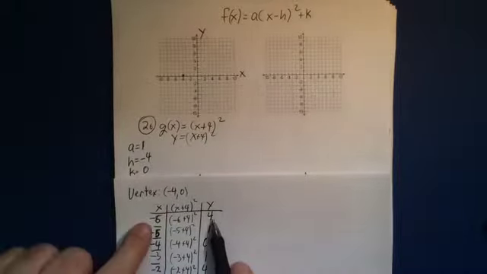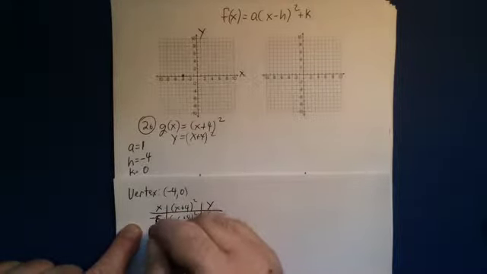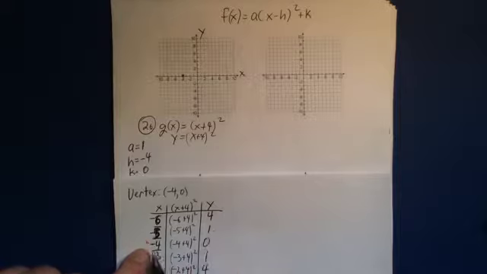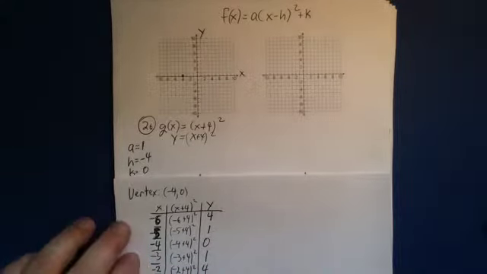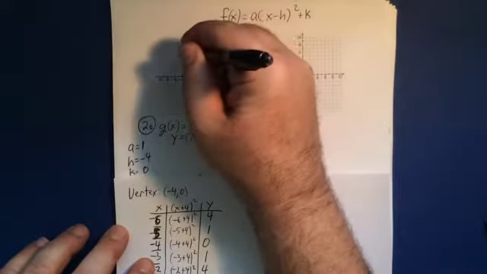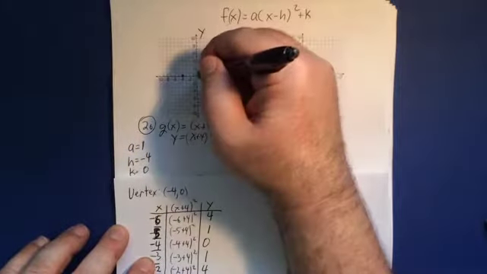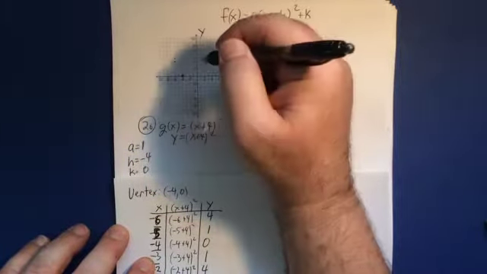So now I have the points negative 6, 4, so this is, again, negative 6. This is going to be negative 5. Sorry for the confusion on that. Negative 5, 1, negative 4, 0, negative 3, 1, negative 2, 4. And we're going to go ahead and put those points down. So this is going to give us negative 6, 4, so we're going to go negative 6 and then up 4.